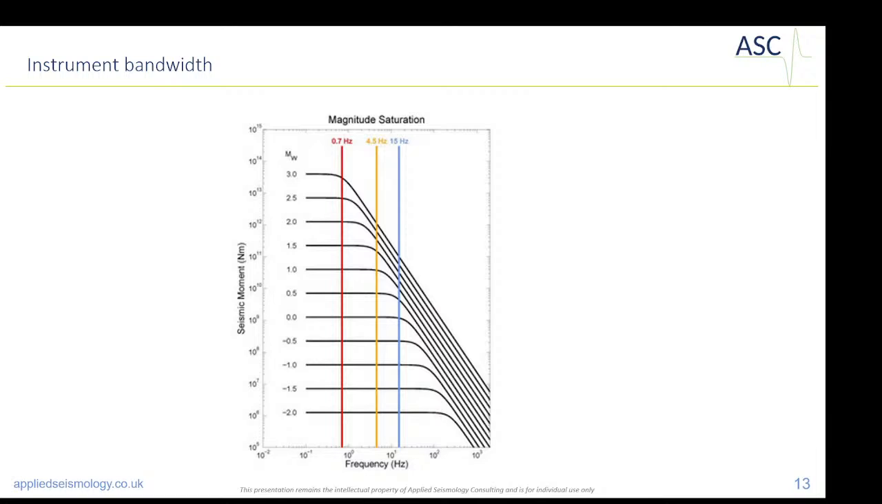Another consideration that we need to take into account is the bandwidth of our tools. This also depends on the type of tool that we have, but also on the electronics within it. And this is just one of the effects of our bandwidth. We can see here what would be the spectrum of events of different magnitude. A small magnitude event has a high corner frequency.